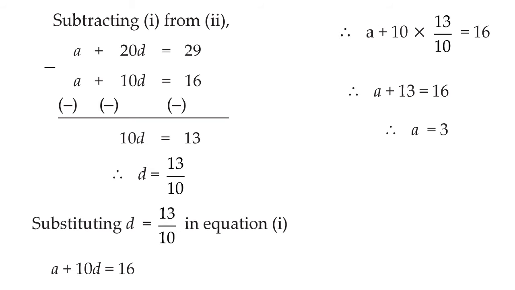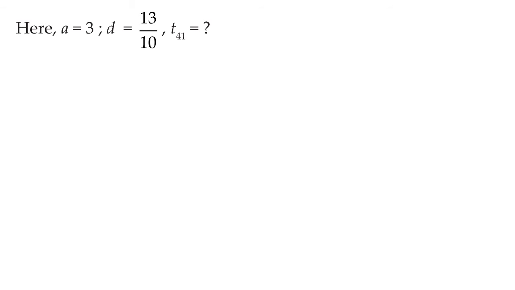So now let us do the next part to find the 41st term. So let's write down a is equal to 3 and d is equal to 13 upon 10, which we found out from the given data, and we have to find T41. So write down the formula again. Tn is equal to a plus n minus 1 outside the bracket d. So see, T41 we have to find. So it is very clear that value of n is 41.